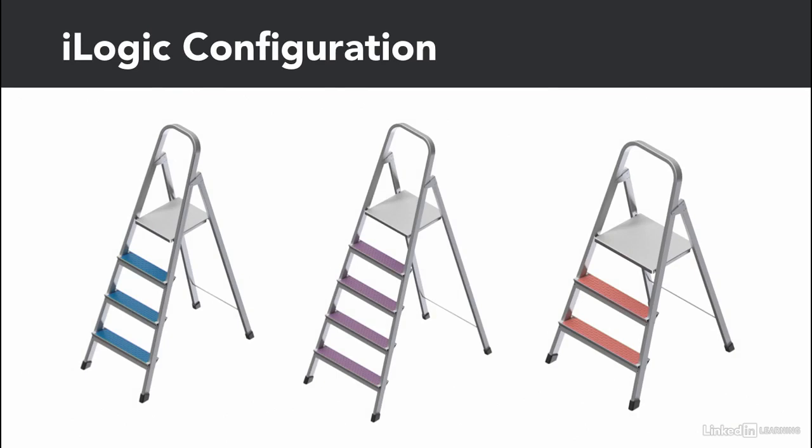So as an example on the screen here, you can see three distinct stepladders. Each has their own number of stairs. Each has different colors. They have different angles that are part of it, different heights. And so what we can basically do with iLogic is we can have all the parts update appropriately so that we can have multiple configurations of our final assemblies.